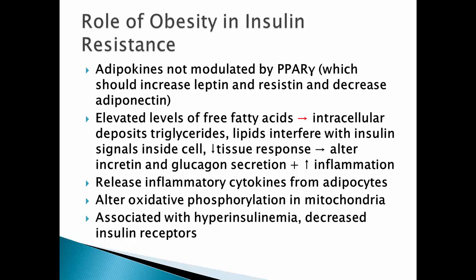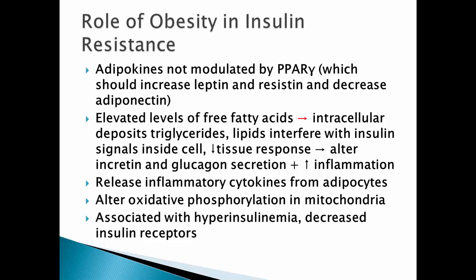So what about that role of obesity in insulin resistance? We know that what happens in obesity is we lose the modulation of the adipokines by the PPAR system. And remember that PPAR system is supposed to increase leptin resistance and then decrease the adiponectin. In addition, in insulin resistance, there are elevated levels of free fatty acids that then lead to intracellular deposits of triglycerides, and the lipids interfere with insulin signals inside the cell, as well as decrease the response of the tissue to the insulin themselves.